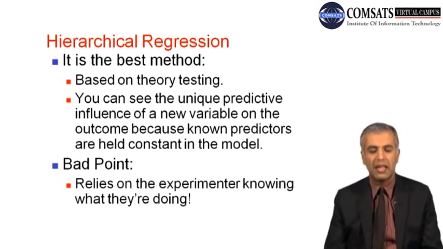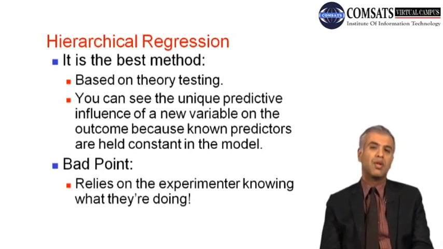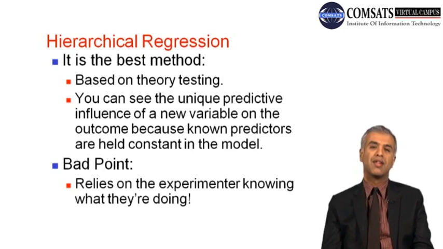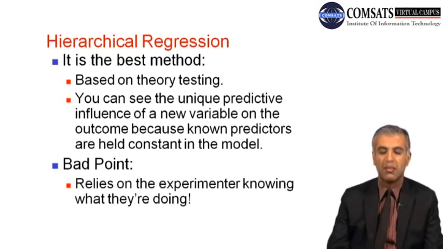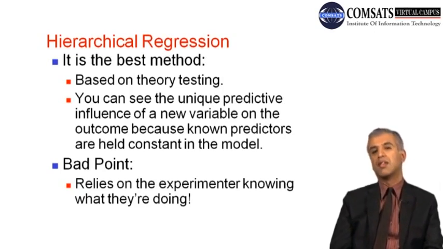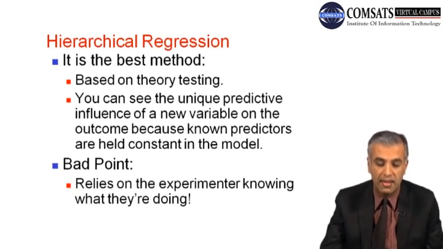Then again, in order to test a theory, it is considered to be the best method, because you have the leverage to change the order of variables according to the theory. So you have all the controls, and you can change the theoretical perspective along with the statistical perspective, depending upon the requirement you have in mind. Then the known predictors are held constant in the model, and then we can predict the unique prediction of the new variable. So this is an advantage you have in performing this kind of regression analysis.